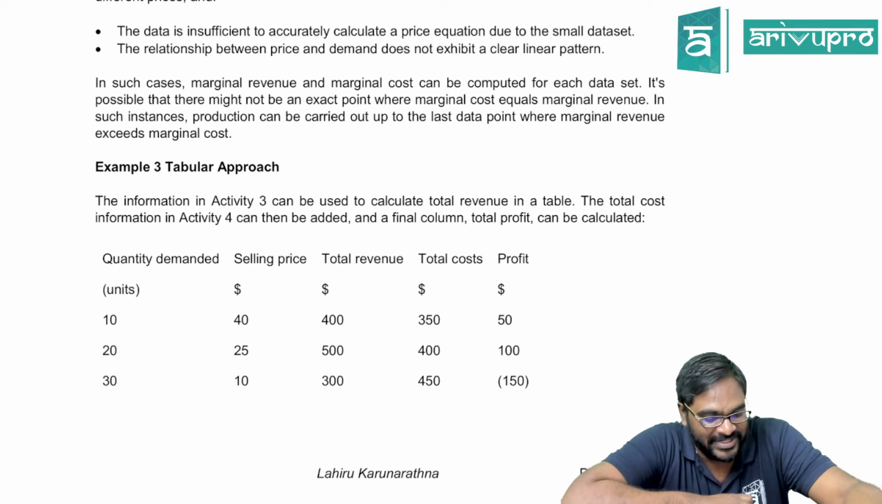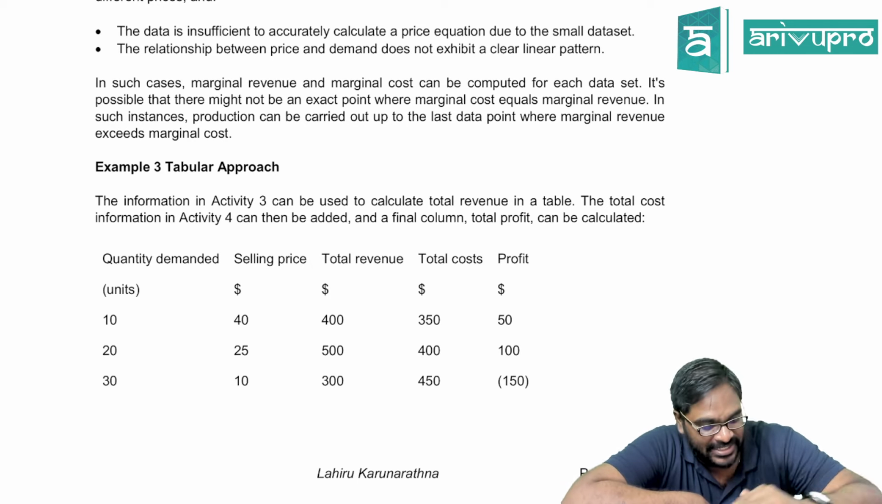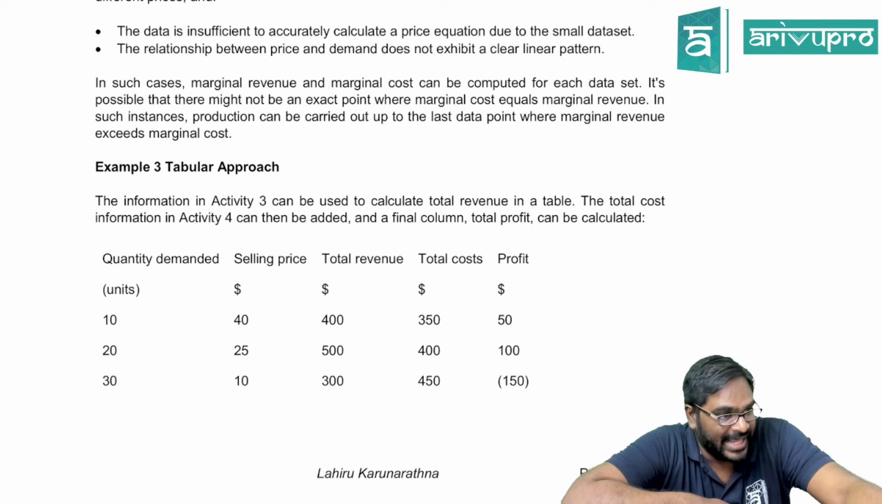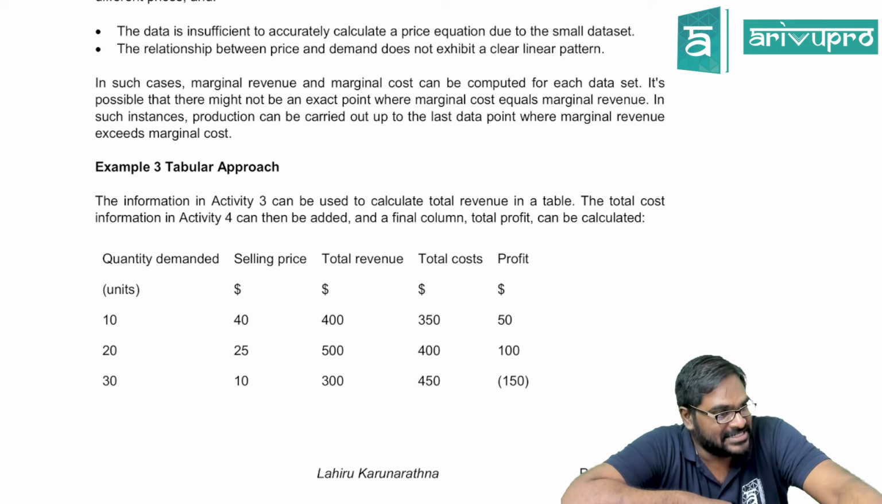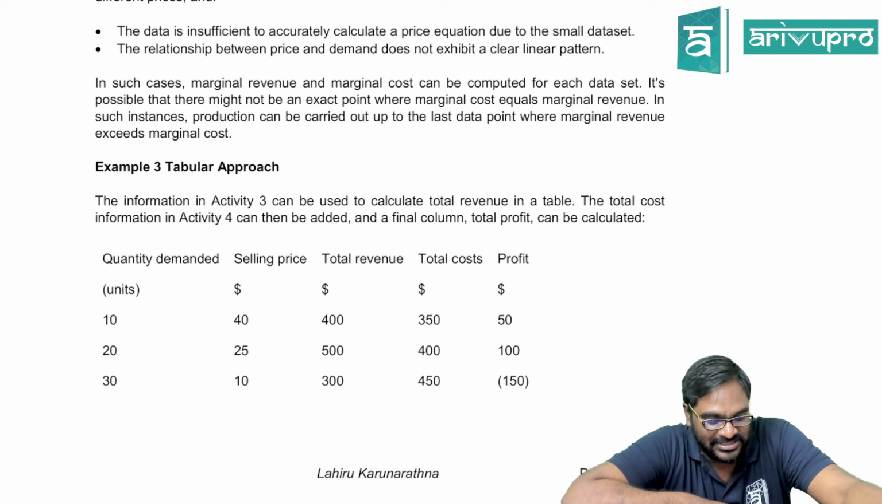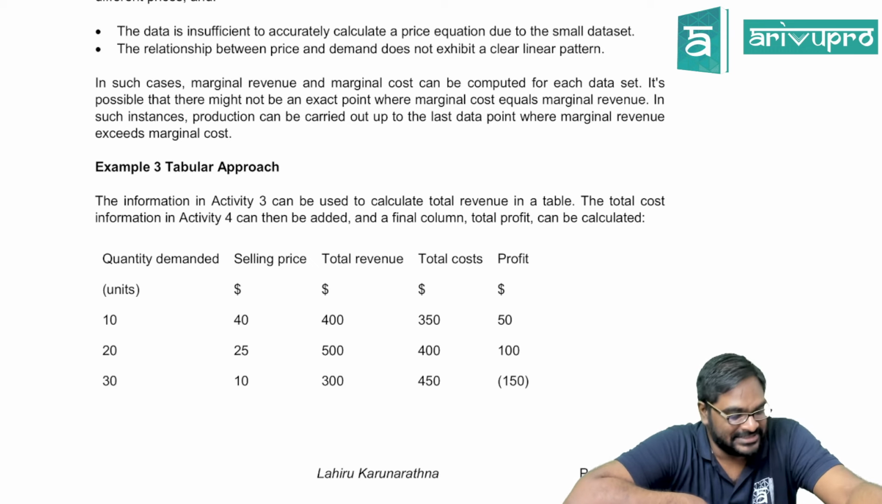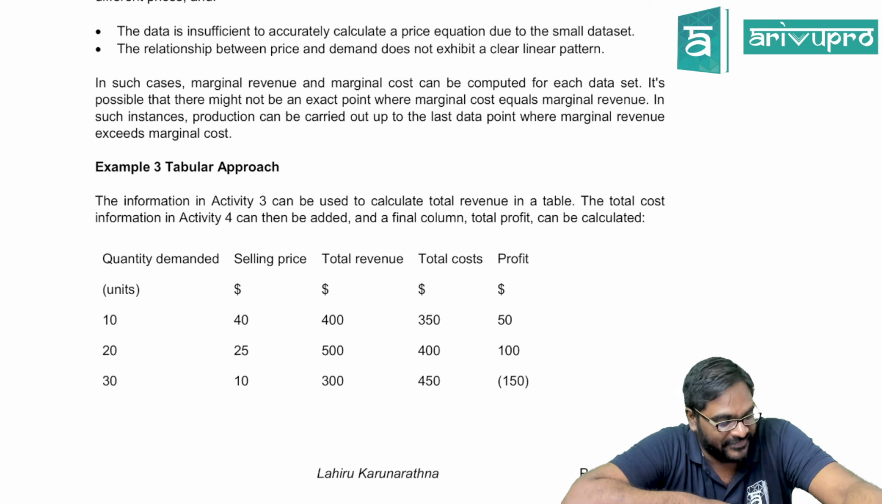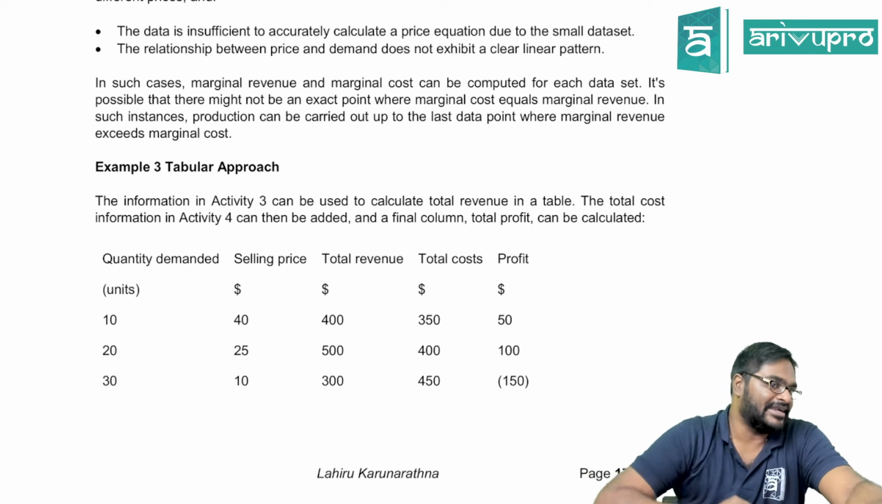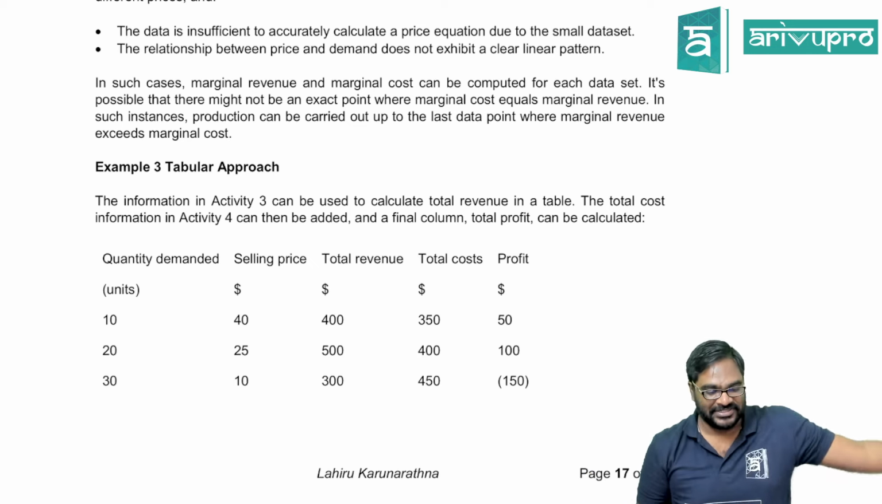So based on the information given on activity 3, they have put it into one table. At 10 units, selling price is 40, total revenue is 400, total cost is 350 and the profit is 50. Agree on that? Similarly, at 20, selling price is 25, total revenue is 500, cost is 400, so the profit is 100. At 30 units, selling price is 10, total revenue is 300, cost is 450, and you are having a loss of 150. So what has the highest profit?